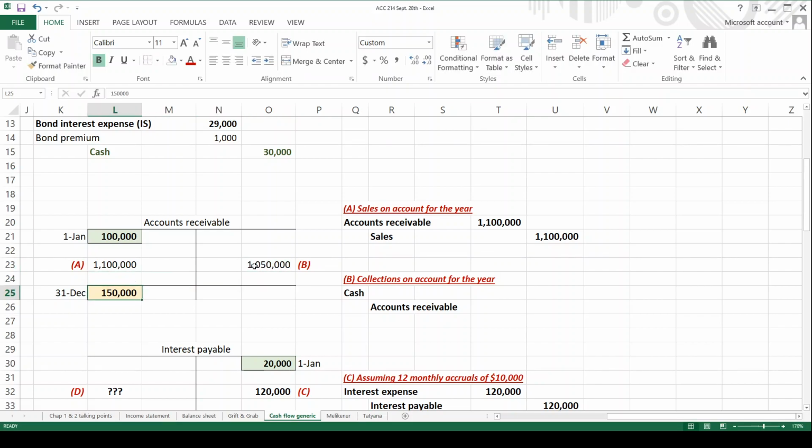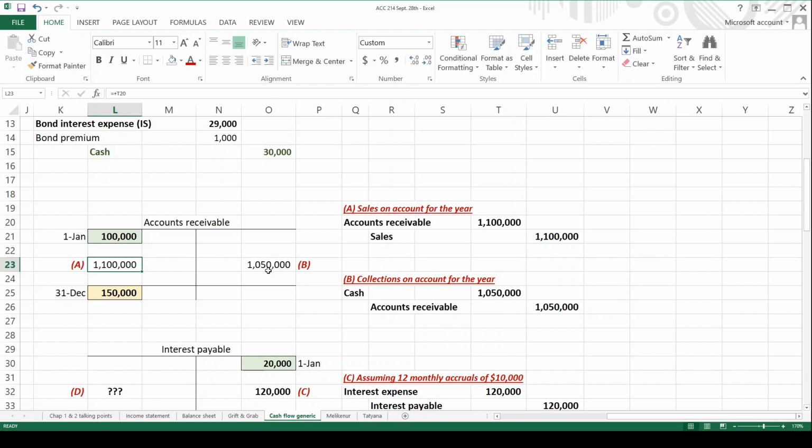Must have been 1050. So we added this, and we subtract this, which is the collections, which would give us the balance of 150. So what happened here? Well, look at it this way. If your accounts receivable goes up, what does that mean? That means you collected less than you billed.